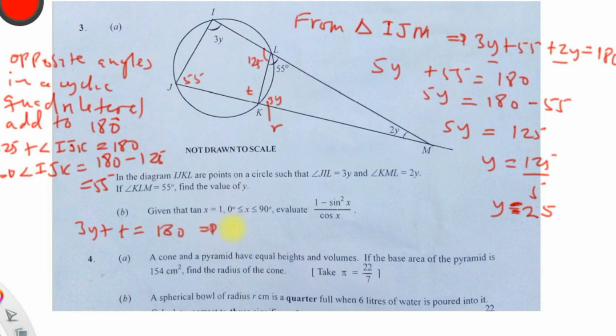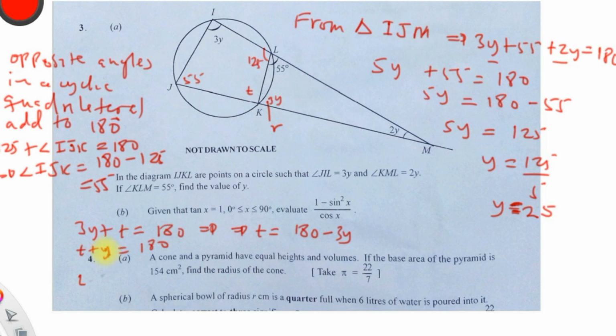So what does it imply? It implies that t is equal to 180 minus 3y. Okay, again, we also have t plus r, which is equal to angles on a straight line. Sorry, t plus r, not y, t plus r.